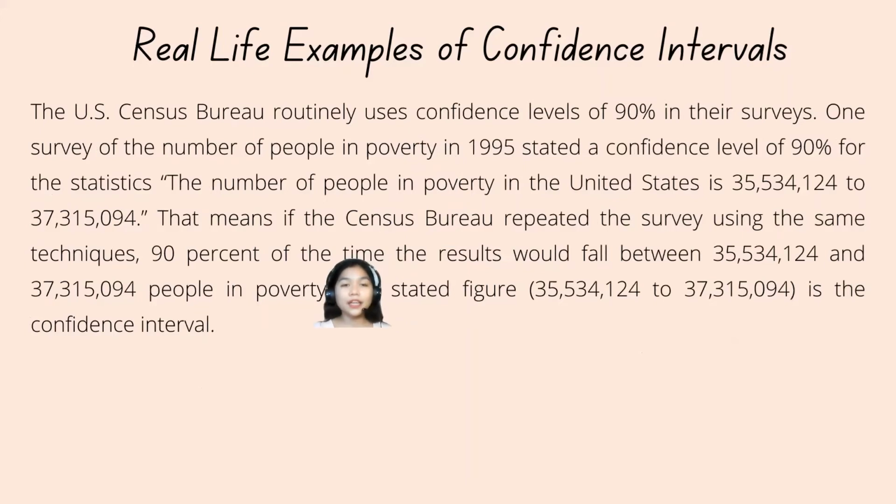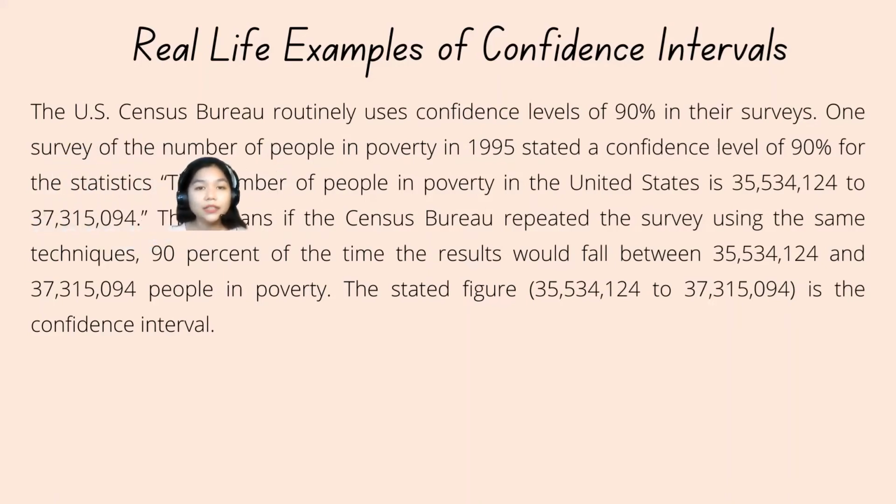The confidence interval, therefore, is 4.88 and 5.26 with 95% confidence level. Another example is the US Census Bureau, which routinely uses confidence levels of 90% in their surveys. One survey of the number of people in poverty in 1995 stated a confidence level of 90% for the statistics. The number of people in poverty in the United States is 35,534,124 to 37,315,094.